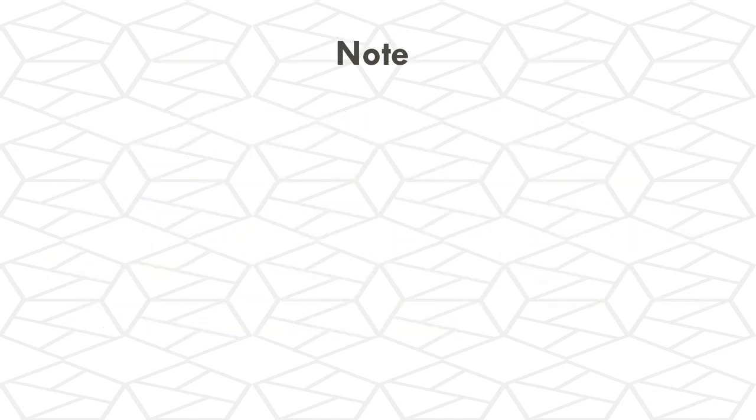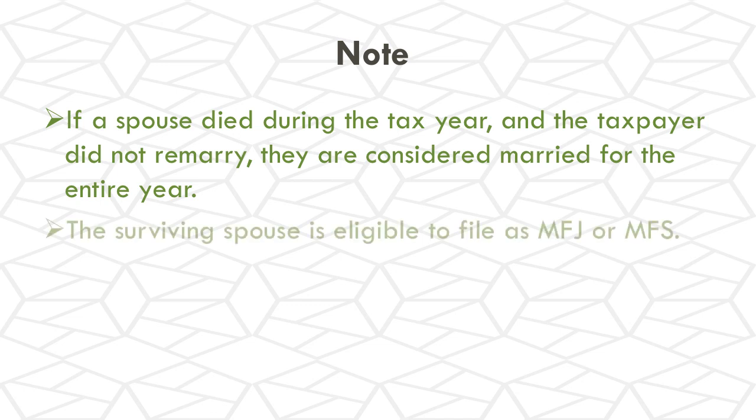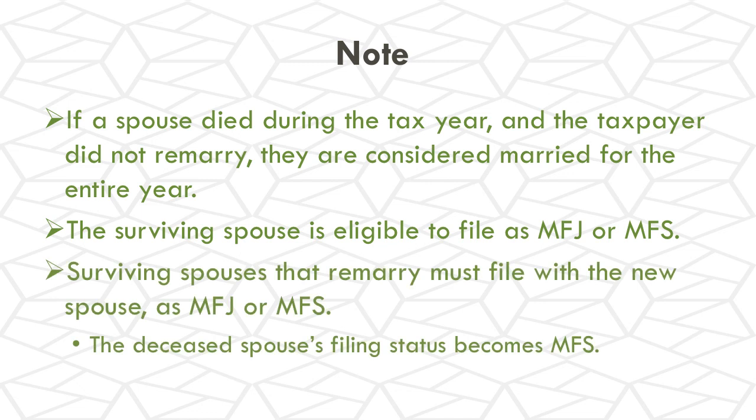All right, one quick note. If a spouse died during the tax year and the taxpayer did not remarry, they're going to be considered married for the entire tax year. Okay, so the surviving spouse will then be eligible to file married filing jointly if they so choose, or if they want to file separately from their spouse for some reason, they can also choose to do that. Surviving spouses that remarry must file jointly or separately with their new spouse. Okay, then the deceased spouse's filing status becomes married filing separately.